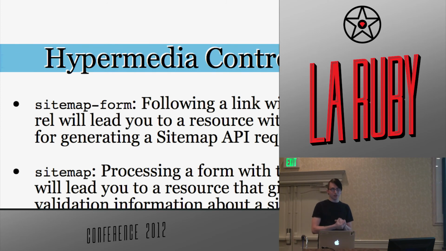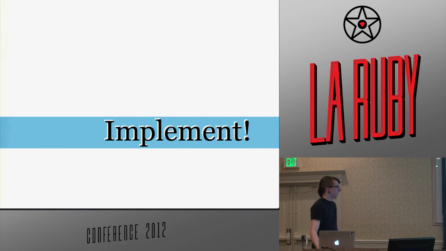So those are sort of the two things. We're also going to define two types of links. So we have a sitemap form link, which means that when you follow that link, you'll get a resource which will give you a form back for processing a sitemap API business process. And the sitemap type, processing a form that has that type, will give you the data associated with that sort of validation process. And then we implement it.